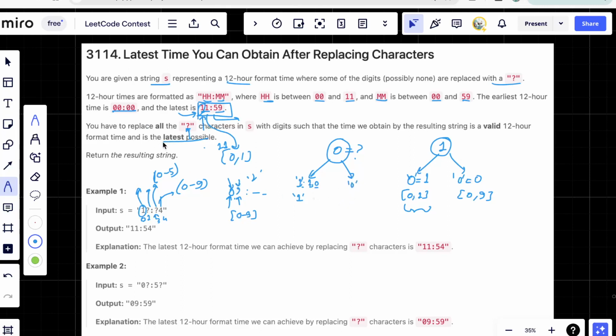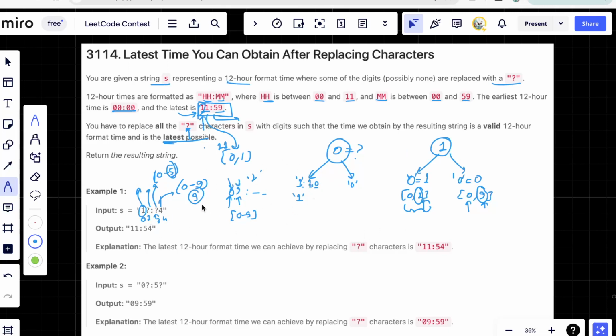Now, because I want the latest possible time, these question marks have to be filled with the largest value in the range. For example, here I have the range as 0 and 1, so I have to fill it as 1. Here I have the range as 0 and 9, I have to fill it with 9, right? Similarly, here the range is 0 to 9, so I can fill it with 9. And here, if there's a question mark, the range is 0 to 5, I have to fill 5, right? So that is what the question is, and this is the gist of the solution to the question, right? And this is exactly what you have to do.